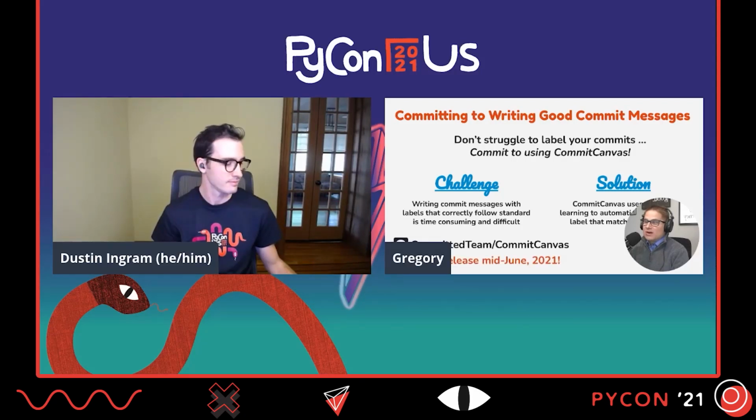You can go to our organization on GitHub, which is called the Committed Team, check our repository called Commit Canvas, and look for us to release the tool in mid-June 2021.